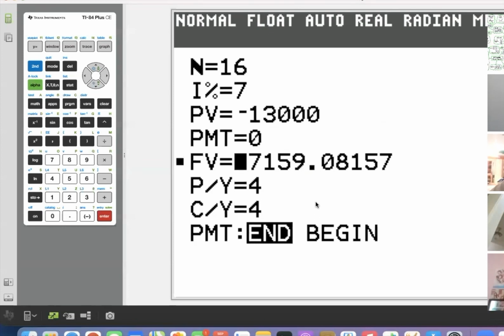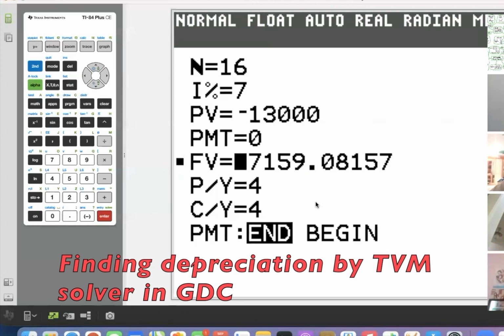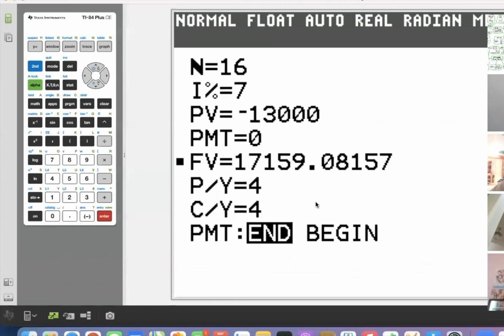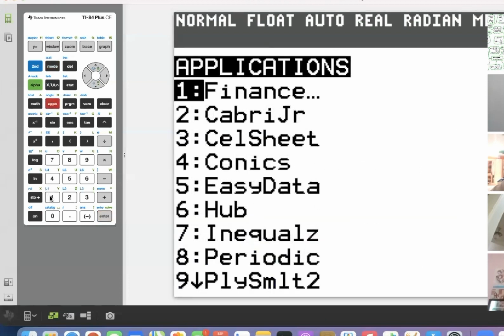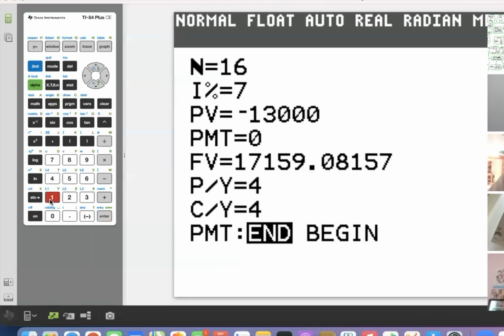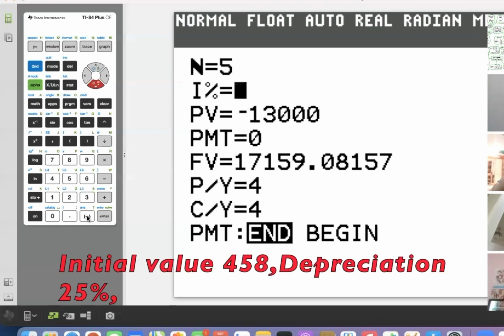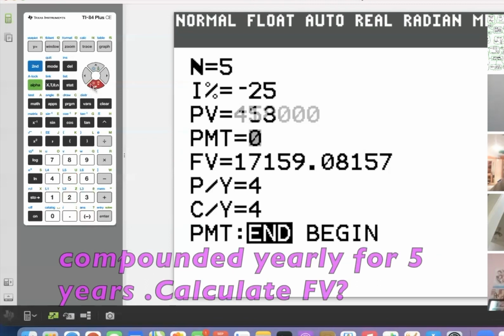Notebook, please highlight. In the TVM solver, if the question is on depreciation, interest will be used with negative sign. Apps, again finance, again TVM solver. Now tell me, how many compoundings are there? 5 years, so 5. N is the total number of compoundings over the given period of time. Is that clear? Okay. Interest is 25% depreciation, so negative 25. Present value, PMT 0.